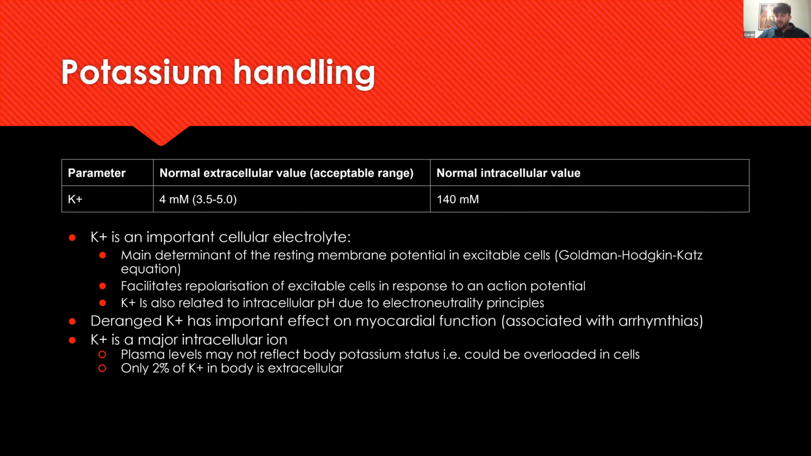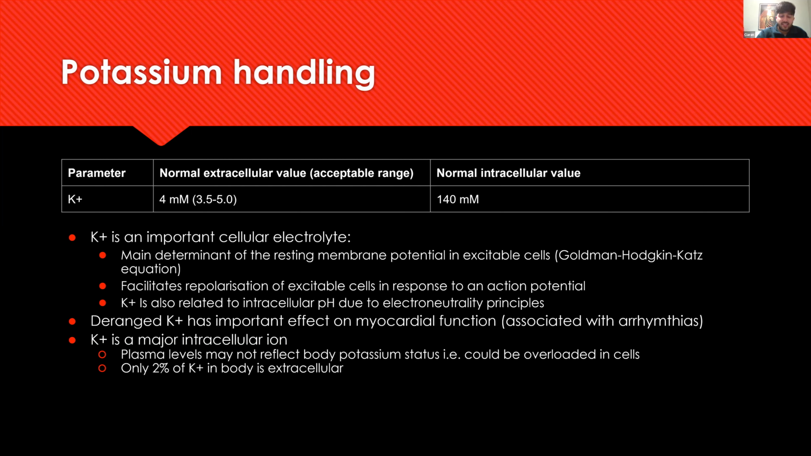So similar approach here. First thing we want to look at is why is potassium handling important? And you can see that here, potassium has a very low concentration extracellularly, but intracellularly, it has a high concentration of 140 millimoles. So potassium is a very key intracellular ion, and that has very important consequences for the cell.